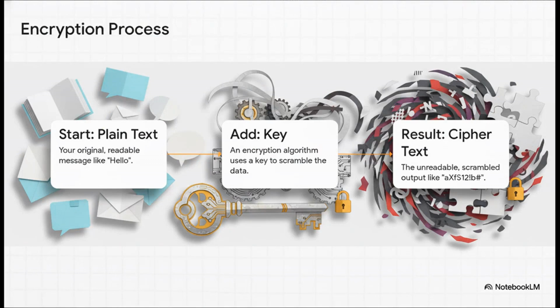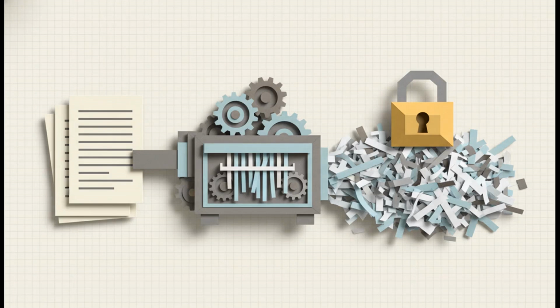And the process itself, it's actually pretty straightforward. First, you start with your plain text, right? Let's use the message hello. Then you add the secret ingredient. This is the encryption key. Think of it like a secret decoder ring. An algorithm then uses that key to totally scramble the message, and what pops out the other side is ciphertext, a jumbled mess that looks something like AWXFS12B#.